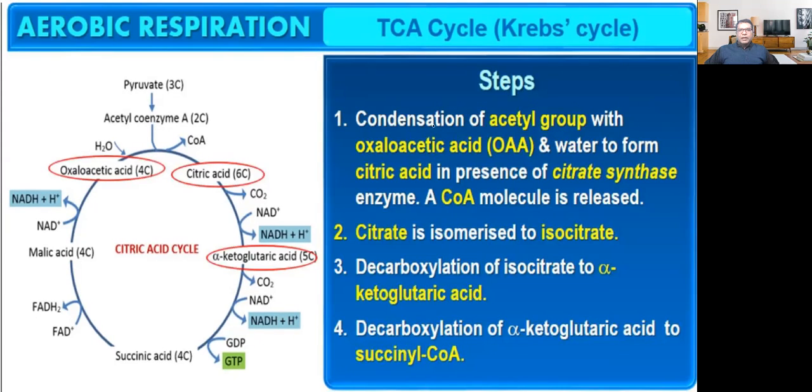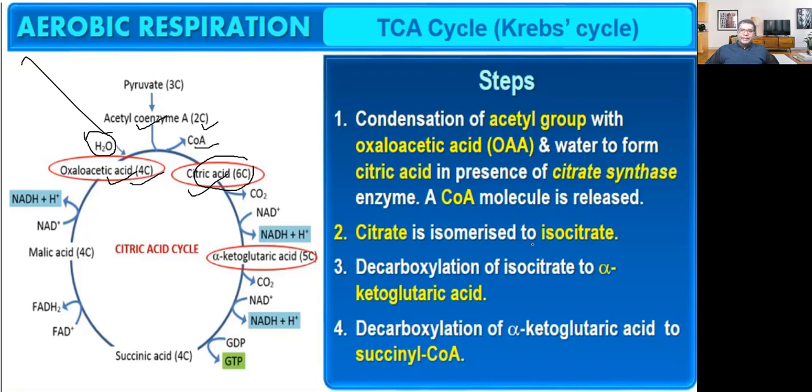Now, first step, condensation of acetyl group with oxaloacetic acid, OAA, and water to form citric acid in the presence of citrate synthase enzyme. A coenzyme A molecule is released. So this acetyl coenzyme A will react with oxaloacetic acid in the presence of water, and then coenzyme A will be released, and this will be converted into citric acid that contains what? 6 carbon. So here it is having 2 carbon and 4 carbon, so it is becoming 6 carbon.